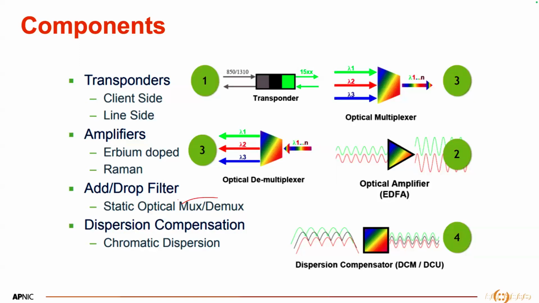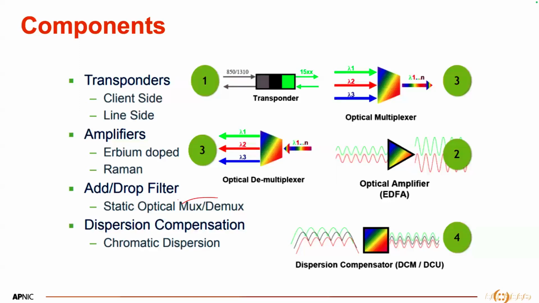Next, we have amplifiers. Amplifiers can be erbium-doped amplifiers or EDFA. Amplifiers can be Raman amplifiers. So these two kinds of amplifiers can be used. We will discuss each and every one of them gradually.